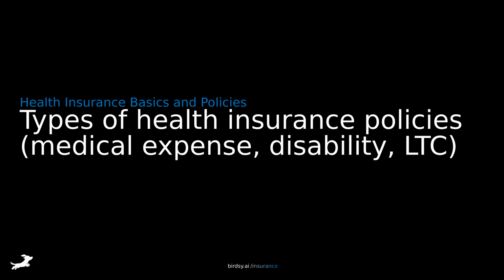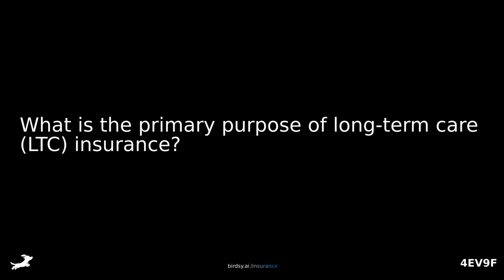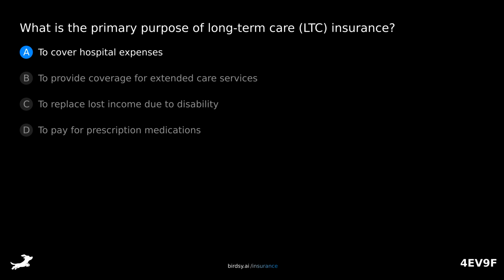Health insurance basics and policies. Types of health insurance policies: medical expense, disability, LTC. What is the primary purpose of long-term care insurance? Is it A, to cover hospital expenses, B, to provide coverage for extended care services, C, to replace lost income due to disability, or D, to pay for prescription medications? The answer is B, to provide coverage for extended care services.